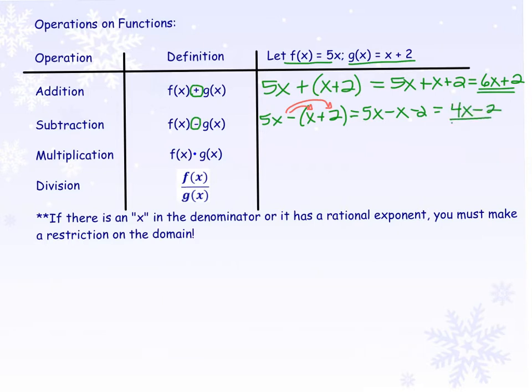That would be the subtraction problem f of x minus g of x. For multiplication, you'll either have the dot in between them or you may have nothing in between them. They're just written side by side. That will simply mean we multiply. It could be a distribute, it could be a FOIL, it just depends on the type of function you have.